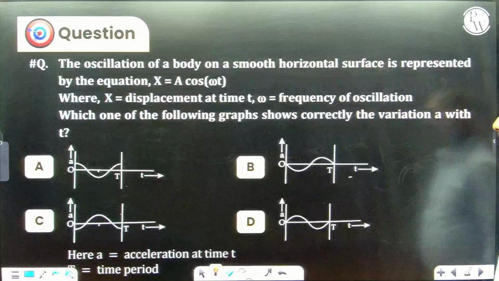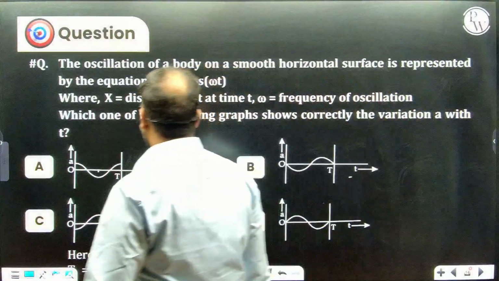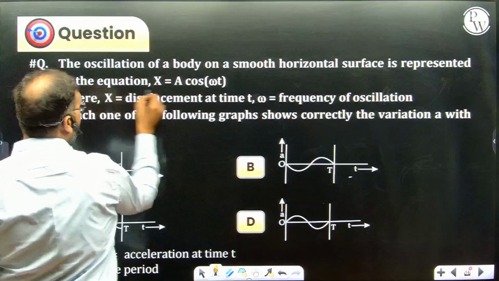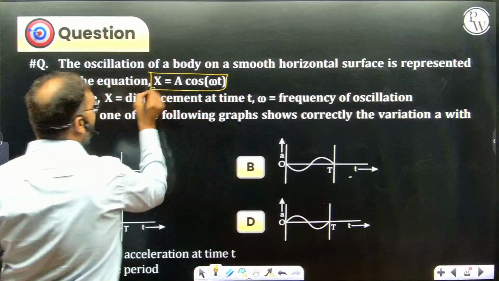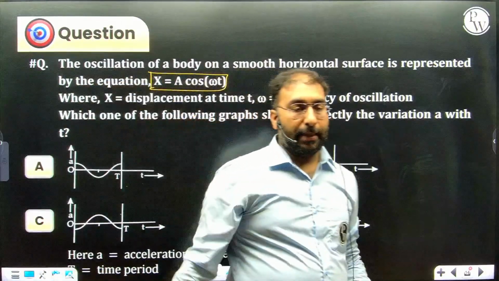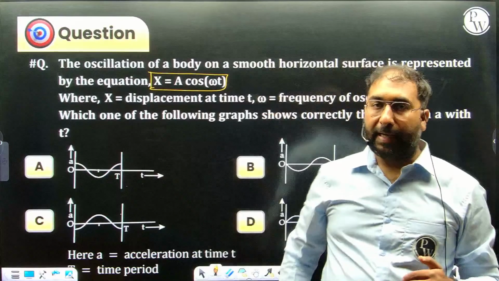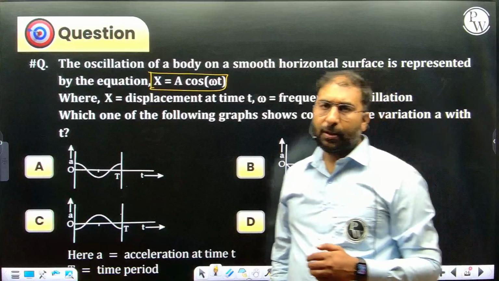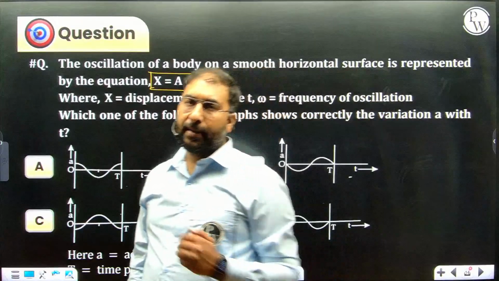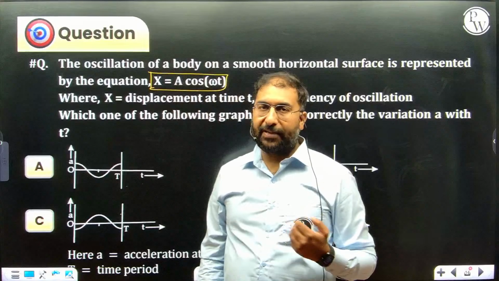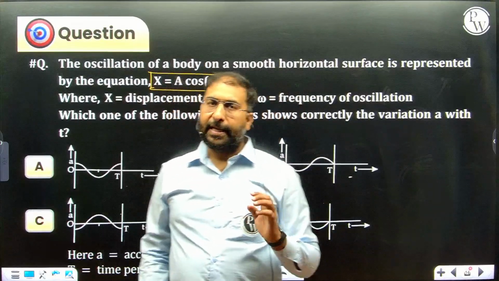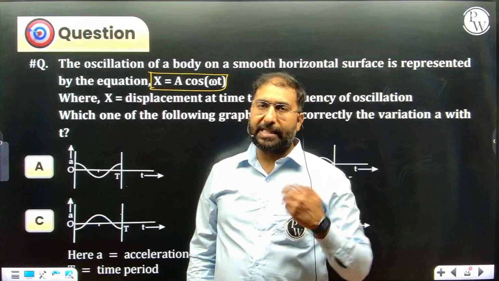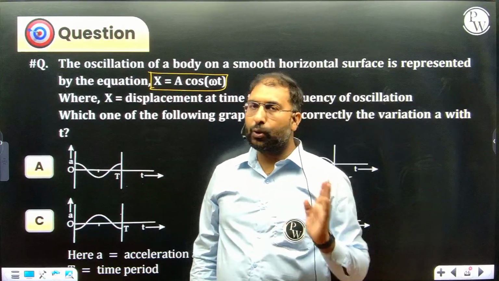Coming to the next question. The oscillation of a body on a smooth horizontal surface is represented by the equation x equals a cos omega t. So you can understand this thing. The equation of SHM can be represented by a sine function, or it can also be represented by a cos function. You do not need to mug up that the SHM equation is always represented by a sine function or by a cos function. It has to be represented by a sinusoidal function, so either it may be a sine function or a cos function. So both are correct, okay?